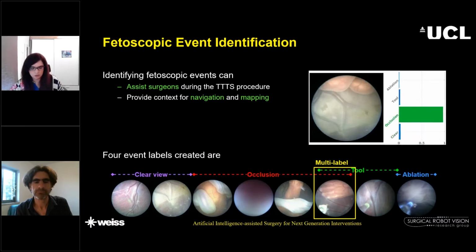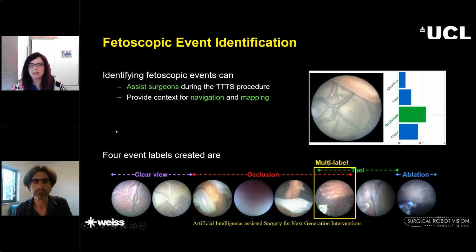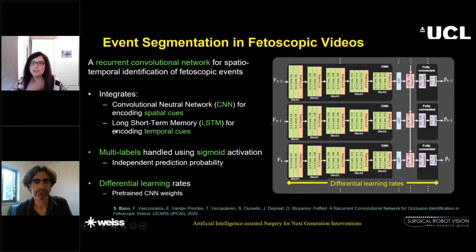So in an attempt to move toward that, we designed a method for event detection in fetoscopy. This method that we presented at IPCAI in 2021 was a spatiotemporal model that used a CNN for spatial encoding of information, and temporal encoding was done using an LSTM. And through differential learning, we were able to do scene event identification in the fetoscopy environment.